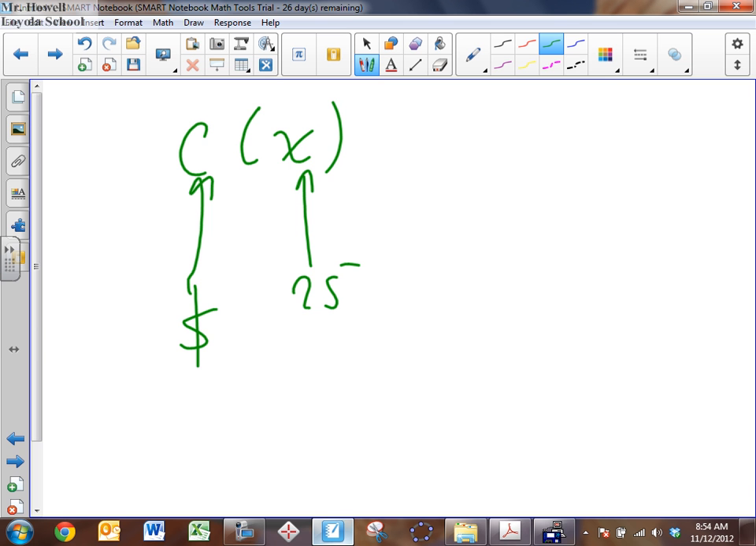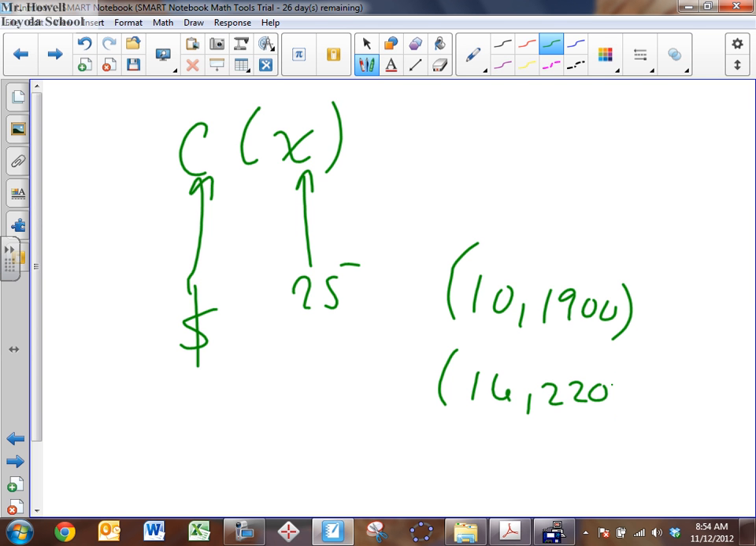Okay, so for this problem, I would just say 10, comma 1900 as one point. Perfect. I just want to order what else is clear. Again, the number of VCRs was 10 and 16. At 10, the cost was 1900. For 16, it was 2200. So put it in that order, because it's x, comma y. Other questions? Yes, Mike?